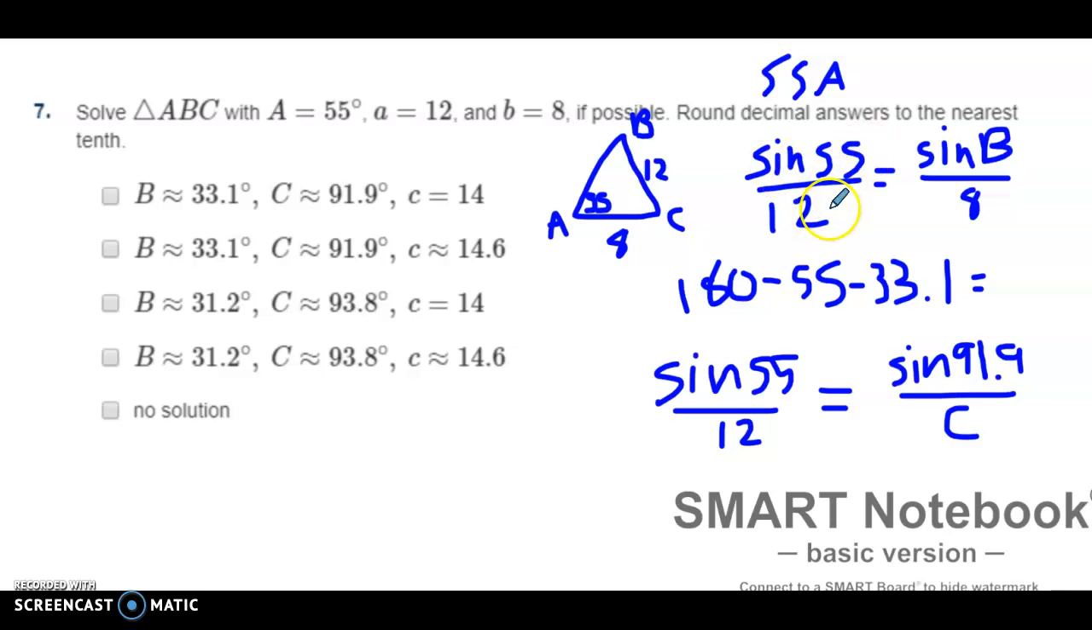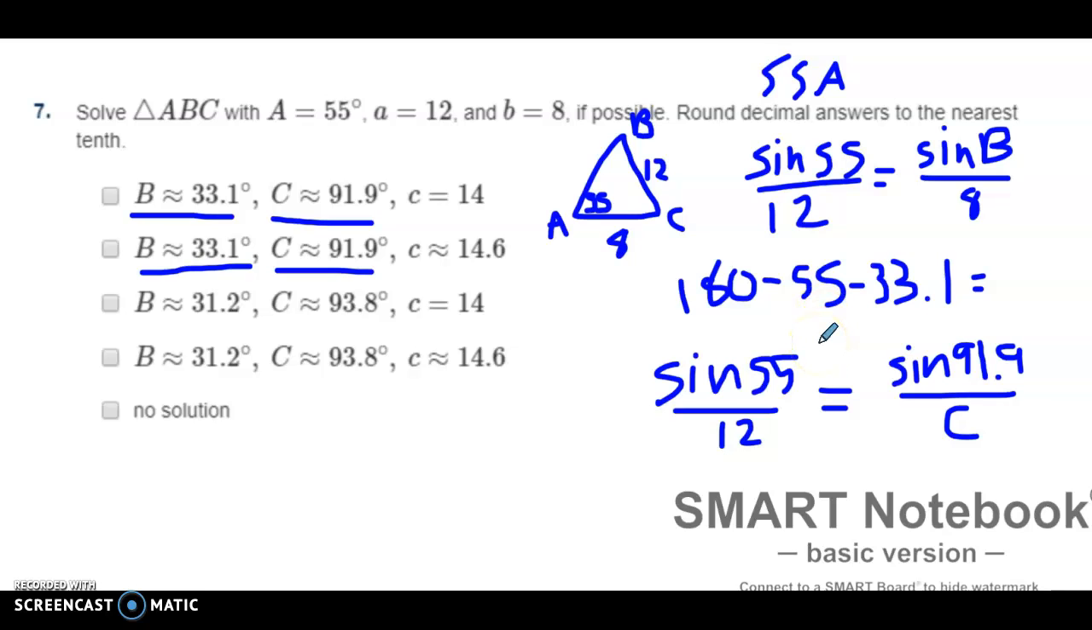Sine of 55 over 12 equals the sine of B over 8. 8 times sine of 55, find an answer, divide by 12. You get a decimal, but the inverse sine of your answer is then equal to 33.1. So it could be this one or this one. Then 180 minus 55 minus 33.1 is equal to 91.9 or 99. So again, it could be the first or the second answer.